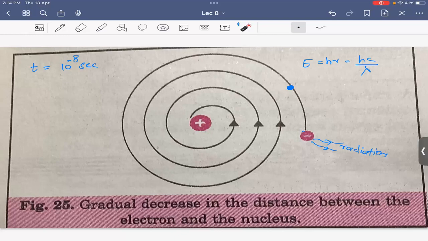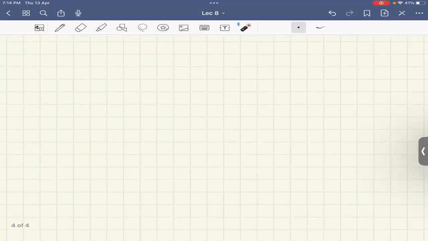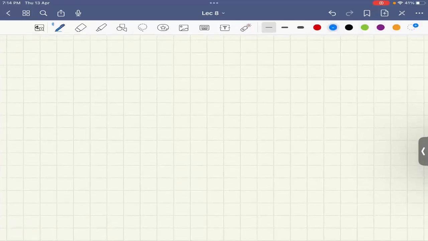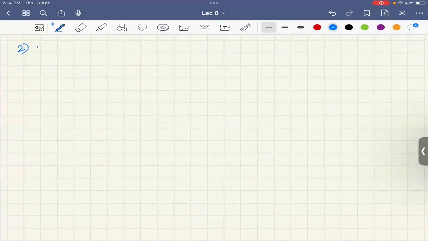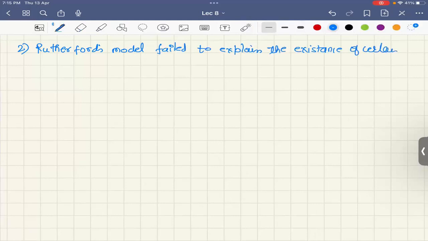Hence, Rutherford's model also could not explain the existence of certain definite lines in the hydrogen spectrum, right? So one drawback is what we have seen. The other drawback is that Rutherford's model failed to explain the existence of certain definite lines in the hydrogen spectrum, right?